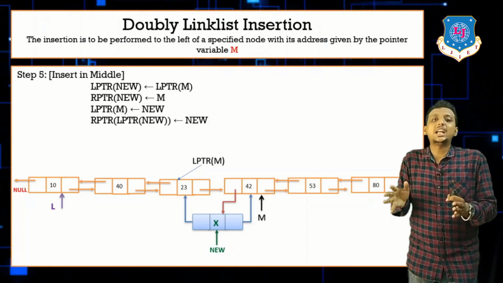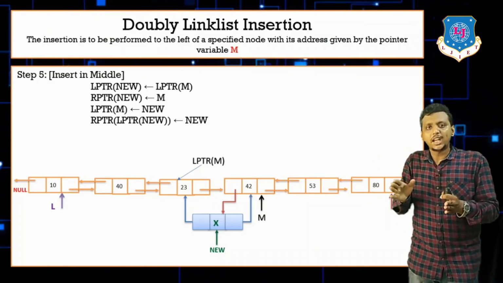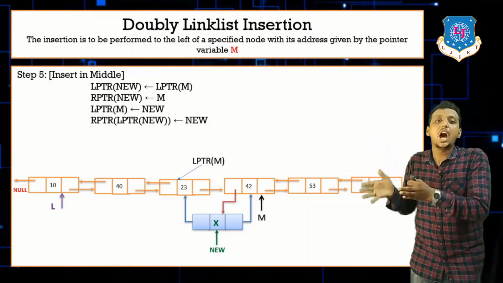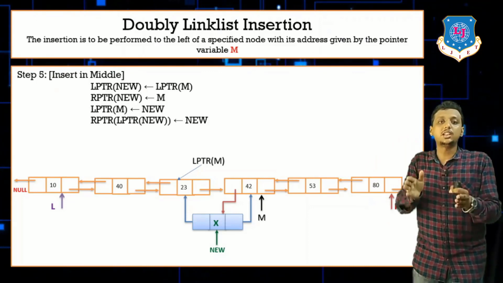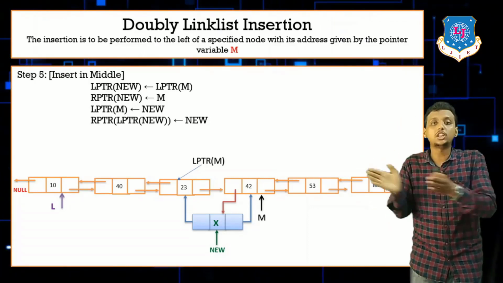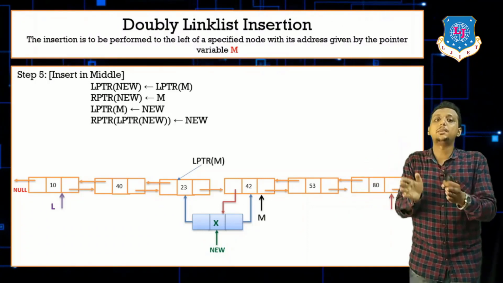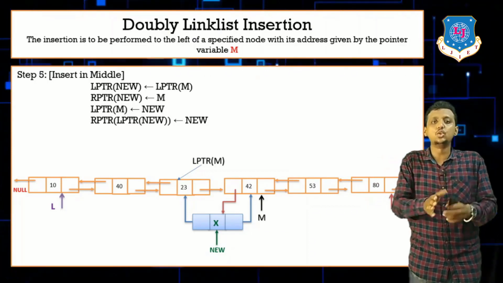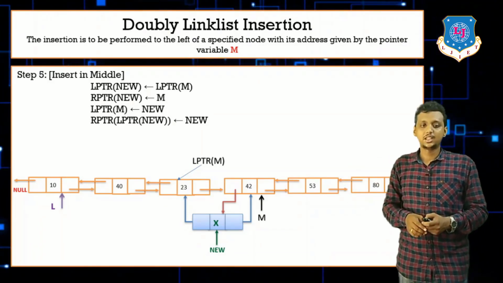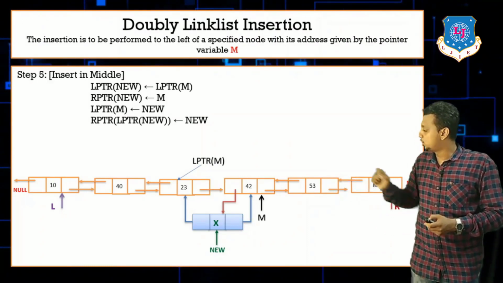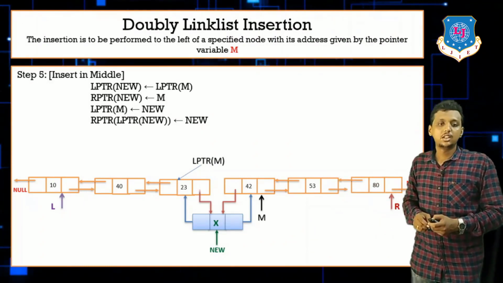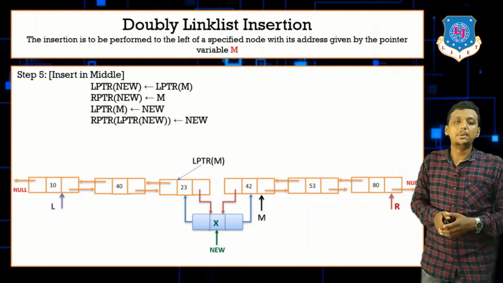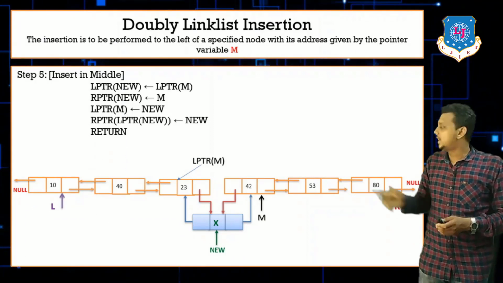We want to connect the right link of 23. So the right link of 23 means RPTR of 23. 23 is known as LPTR of new. So the whole term becomes RPTR of LPTR of new. Got it? So RPTR of LPTR of new is going to connect new only. So here it is, the RPTR of LPTR of new is going to connect the new itself. Okay, so like this, we can insert a new node in between of a doubly linked list. And the last step is return.